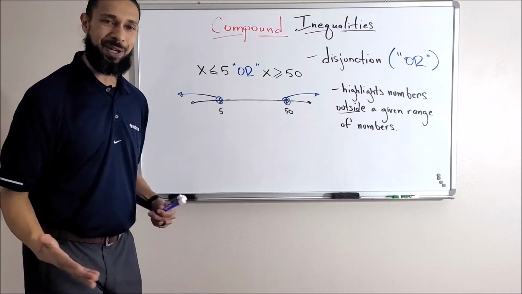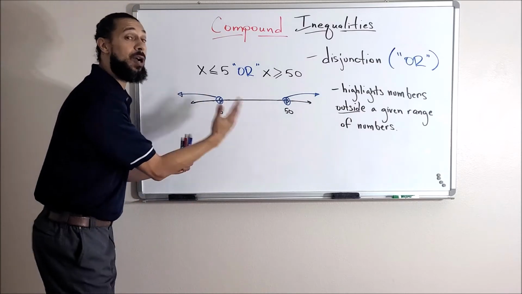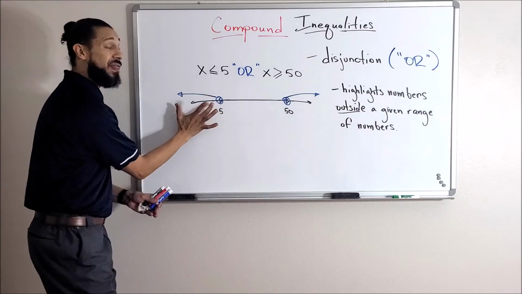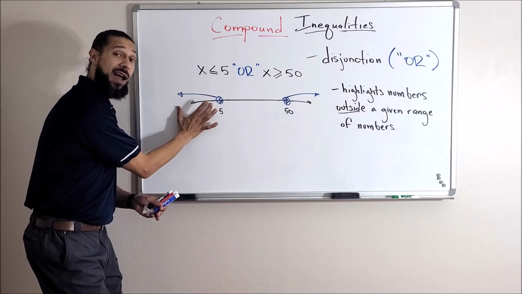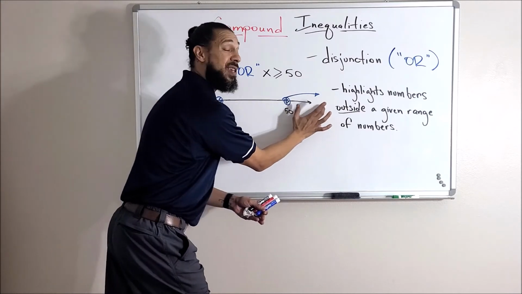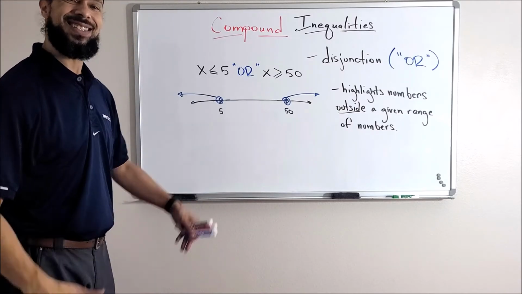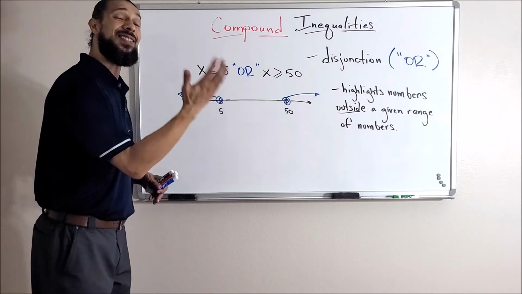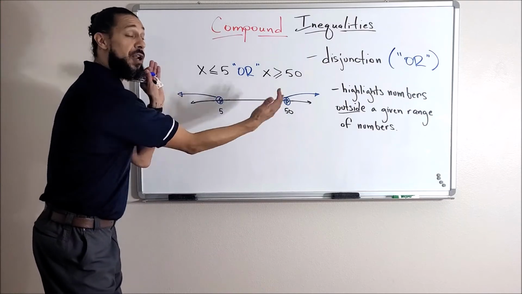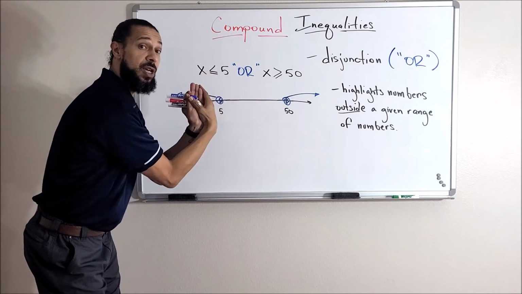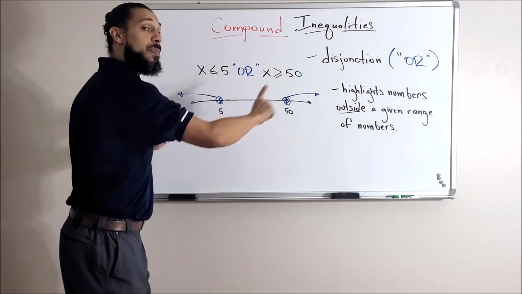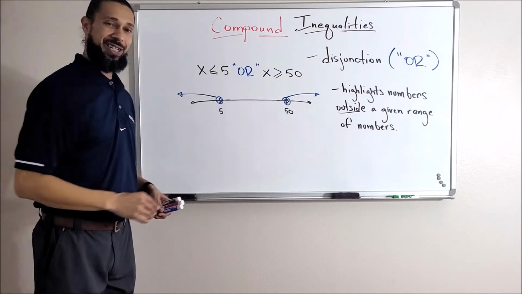That's exactly what it would look like. The numbers that I'm talking about, bad eating habits, are these numbers here that are less than 5, or these numbers here that are greater than 50. That's the difference between a conjunction, numbers in between two numbers, and a disjunction, numbers outside that range.